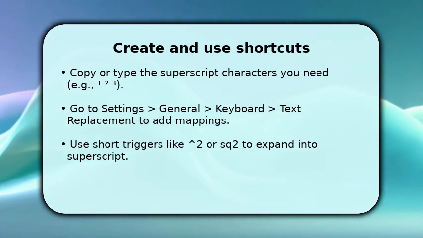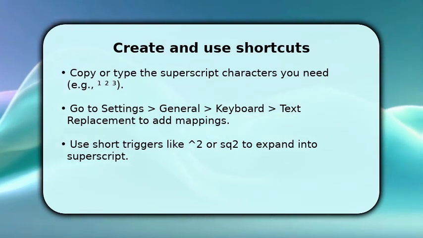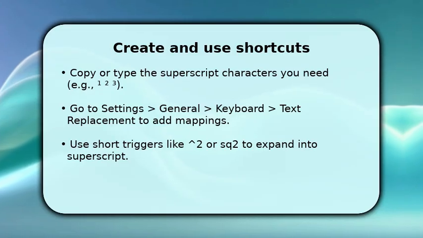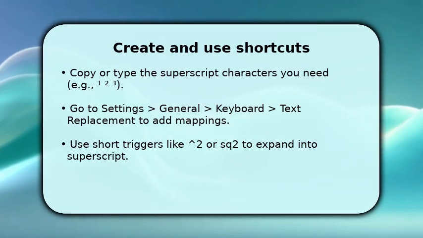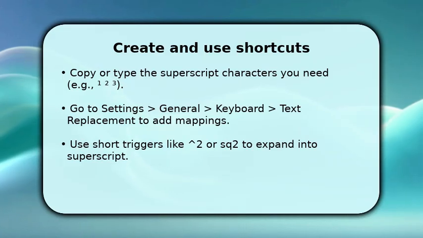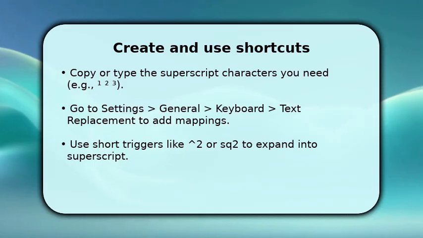Copy the superscript characters, you can find them online or paste from a sample, then open Settings, General, Keyboard, Text Replacement, and tap the plus sign. Paste the superscript digit into phrase and enter a short trigger like 2 as the shortcut.